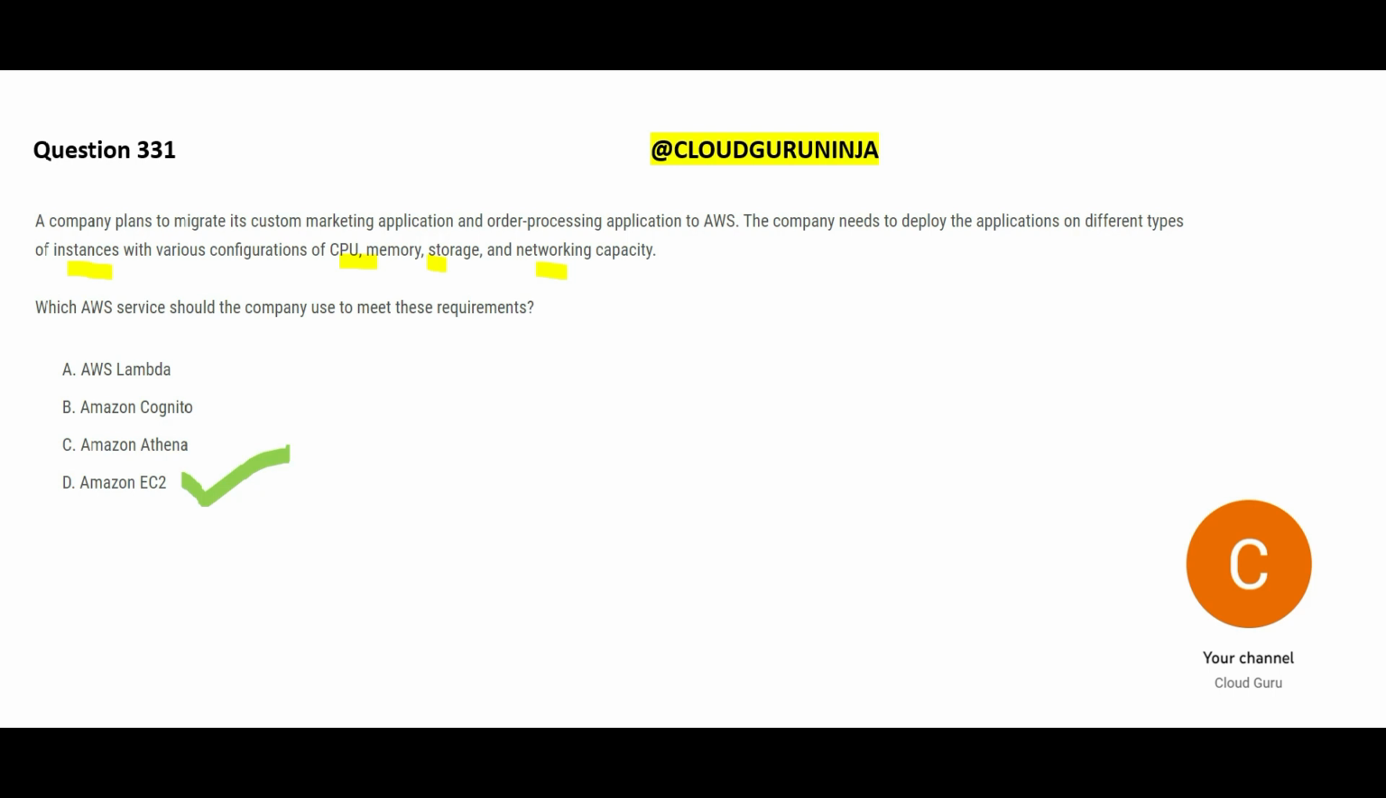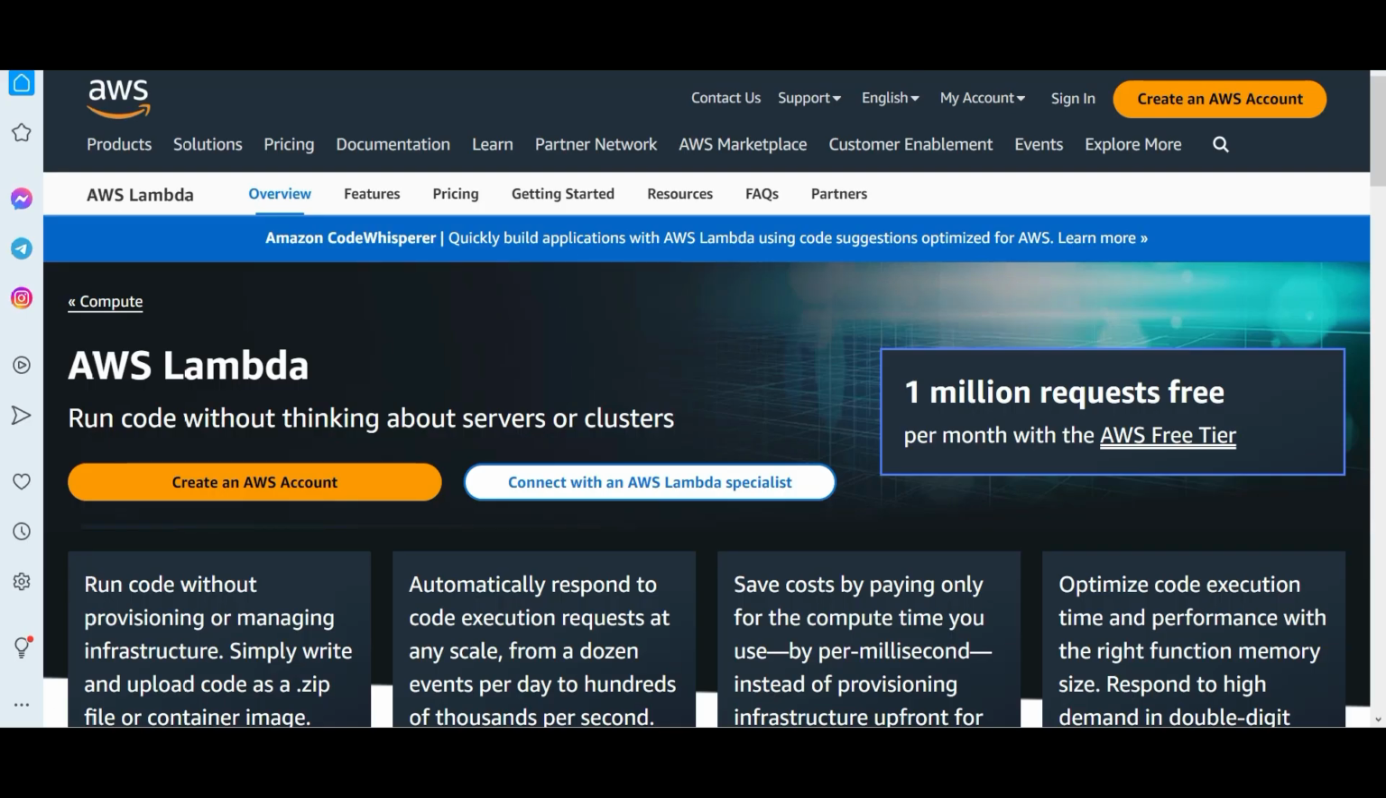Now you might say, hey boss, tell us, why can't Lambda be the answer? Lambda is also compute, but Lambda is serverless. You don't get an opportunity to select CPU, memory, storage. You don't get this opportunity itself. Lambda is meant for you to run your code without thinking about servers.